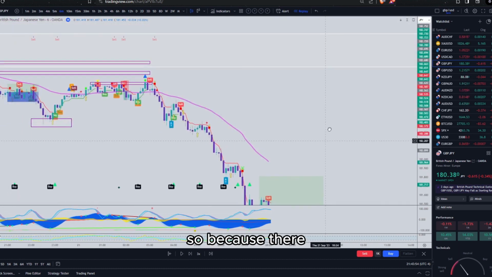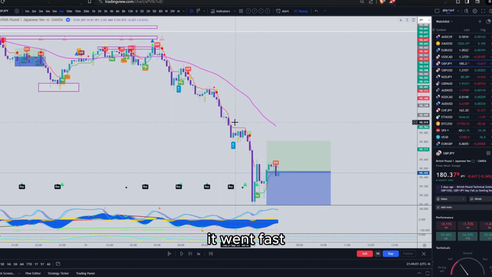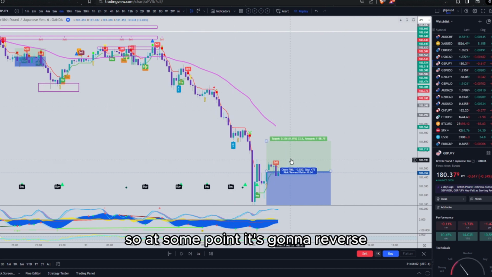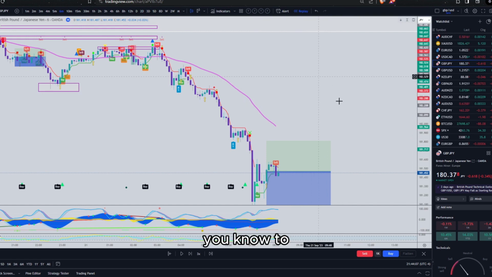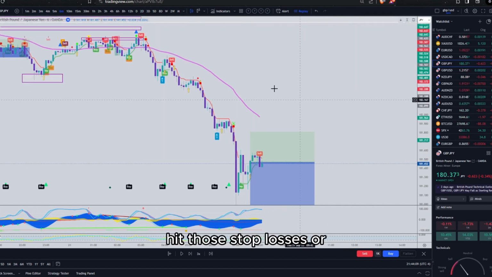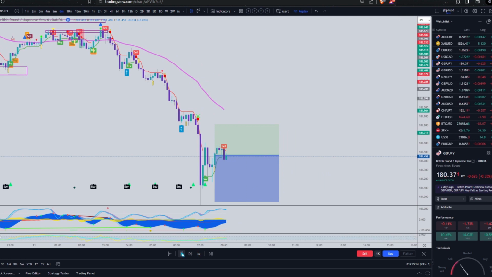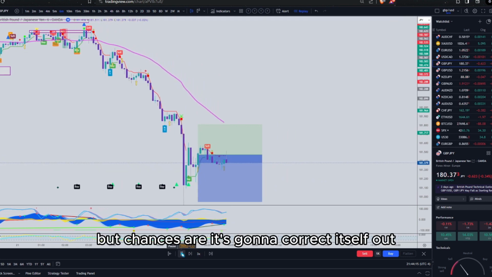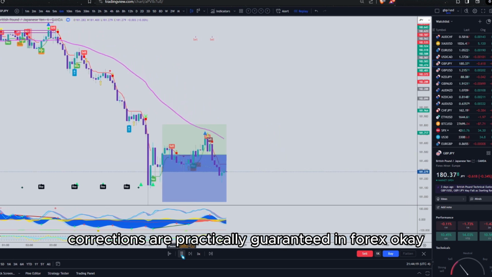So why this is probably gonna work is because there's a lot of prices here that it went too fast through. So at some point it's gonna reverse, and it's got to hit those prices to hit those stop losses or whatever it is that it has to hit. But chances are it's going to correct itself out. Corrections are practically guaranteed in forex.